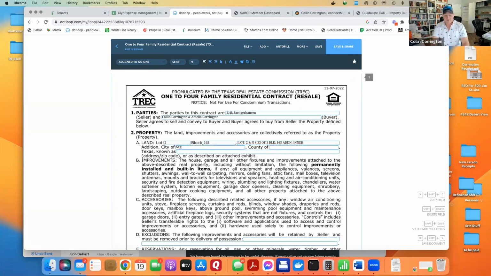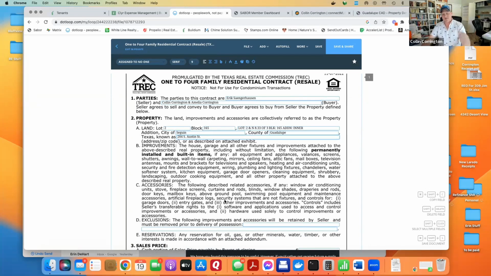In the city of, well, this happens to be in Seguin, Texas, in the county of, which is great, known as, and this is where you put the address, South Austin Street. Now, I don't need to put the city, Seguin. I don't need to put the state, because obviously this is a Texas form. And I don't need to put the zip code because, again, that's for postal mailing, not for identifying the property. This is used for identifying the property. So that's all I put there.